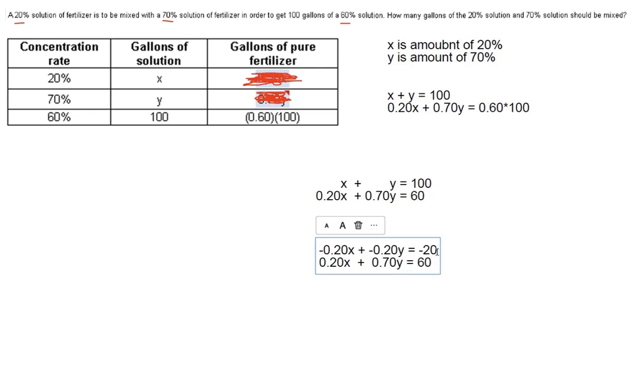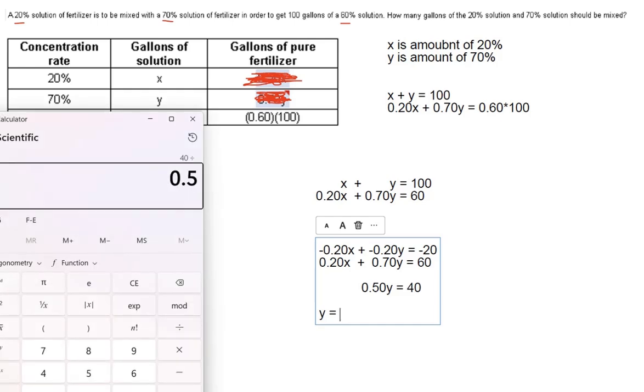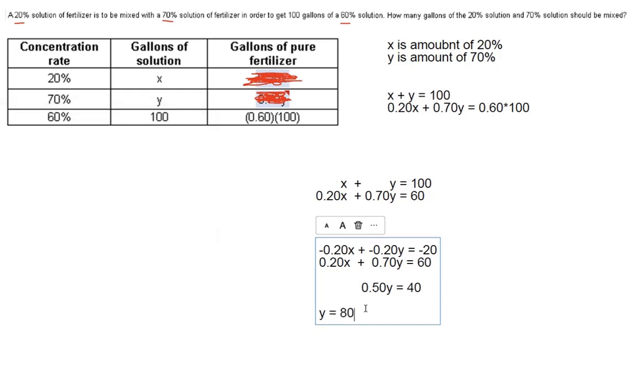Okay, so now if we add the top equation to the bottom equation, the x's are going to disappear because negative 0.2 plus 0.2 makes 0. Okay. And then negative 0.20y plus 0.70y makes 0.50y. And then negative 20 plus 60 equals 40. And the last step, this is 0.5 times y equals 40. We want to divide 0.5 from both sides. So with my calculator, I'm going to do 40 divided by 0.5. There, we know there's 80 gallons of that 70% solution, so 20 gallons of the other one.